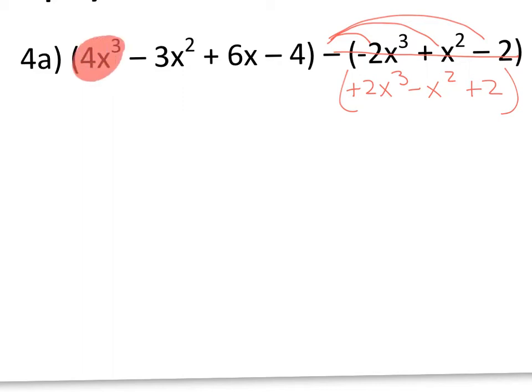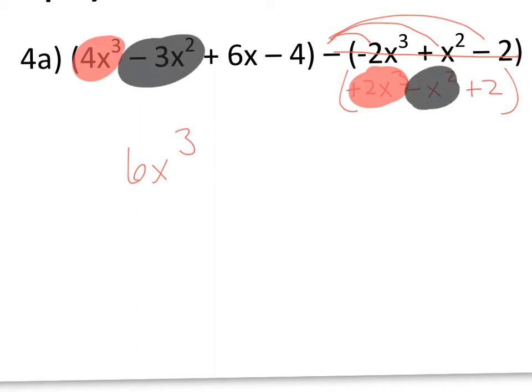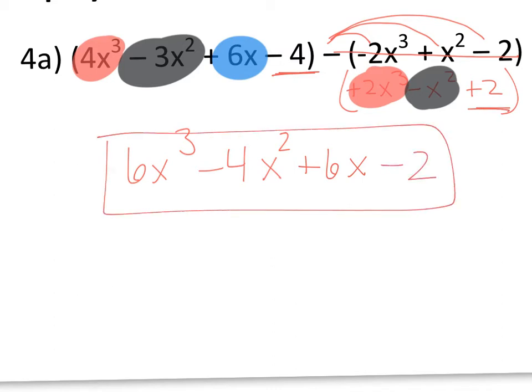So x to the 3rd, x to the 3rd. So that would be 6x to the 3rd, okay? Then you're going to go to the next part here, and let's see, negative 3y squared and negative y squared would give me negative 4x squared, okay? And then I'm going to look, I've got 6x, and I don't have any other x's anywhere. So I'm going to write down a plus 6x. And then on my last one, I've got a negative 4 and a positive 2. So negative 2. And that's going to be my solution.